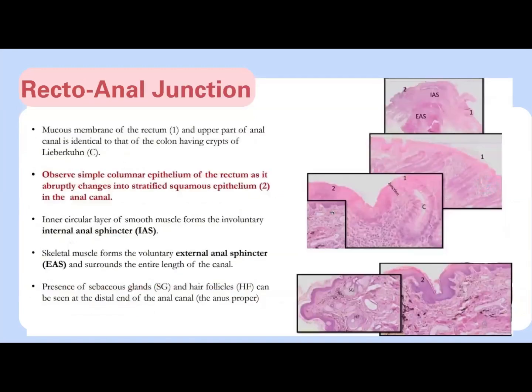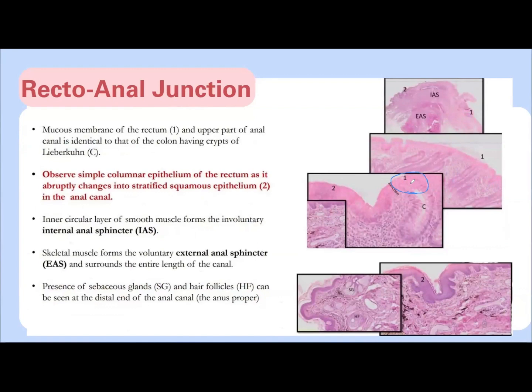Then the recto-anal junction. You need to observe the simple columnar epithelium of the rectum. Okay, right here. You see this simple columnar epithelium of the rectum. It will change abruptly, suddenly. So basically, it's just like a line into stratified squamous epithelium. It's not really clear in this picture. I don't know why, but you can see it's kind of columnar epithelium cells. And then you suddenly have many different dots everywhere.